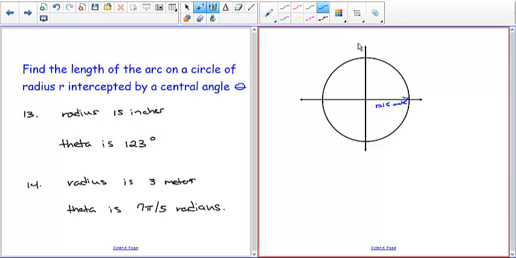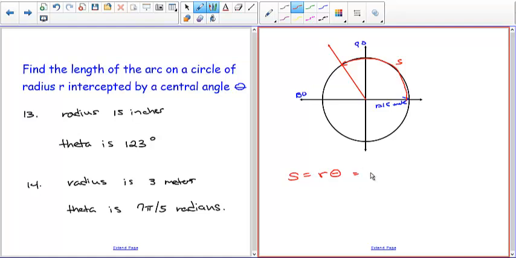Remember, this is 90. This is 180. So halfway between would be 135. So this is 123. So it's going to be somewhere not halfway. That's 135. So maybe about that. So what we're looking for is the length of this arc from here to there. And the arc length, S, so that's the distance along the arc, is equal to the radius times the angle in radians.